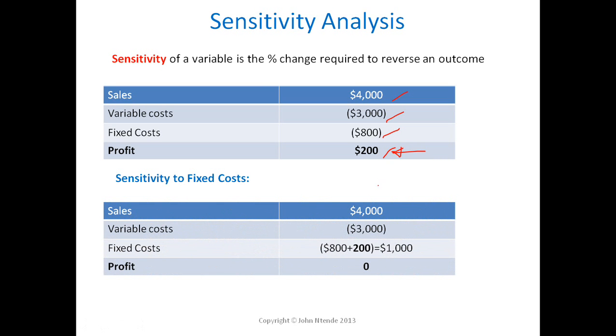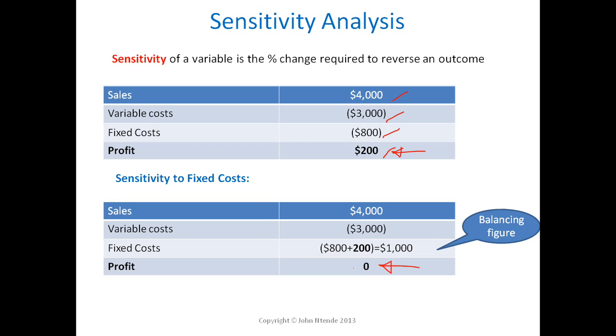So as you can see right in this illustration here, this profit here must go to 0. So for that to happen, the fixed cost must increase by 200. So sensitivity analysis assumes that all other variables remain fixed and only one variable is allowed to change at a time. So that's one of the key weaknesses of sensitivity analysis.